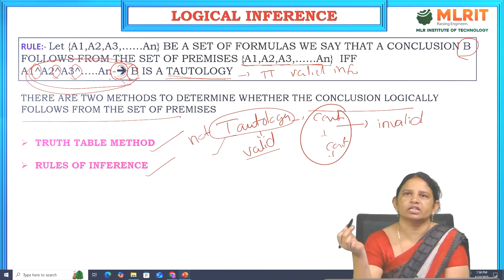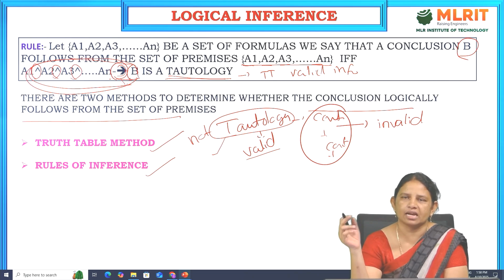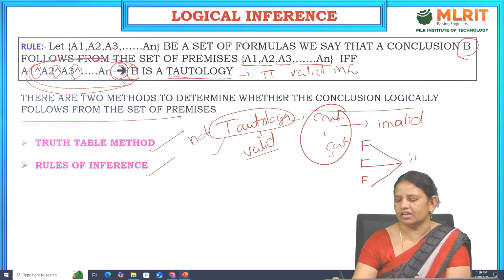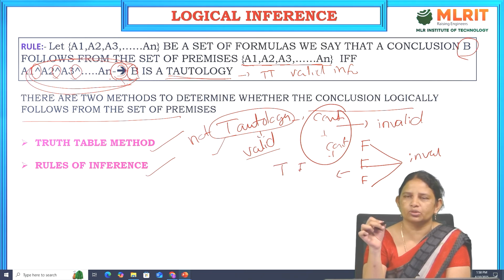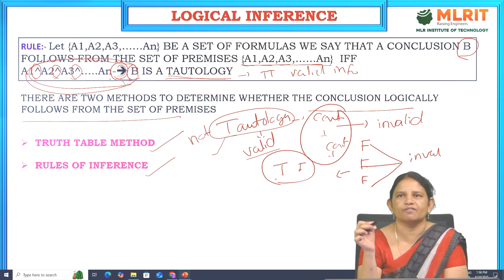Either it is a contingency or it is a contradiction. Only if it is a tautology can we say that it is a valid inference. For the remaining cases, like a contradiction, meaning the last column of the truth table contains false values, this is an invalid inference. Or if some values are true and some values are false in the truth table, then also we can say that it is an invalid inference.